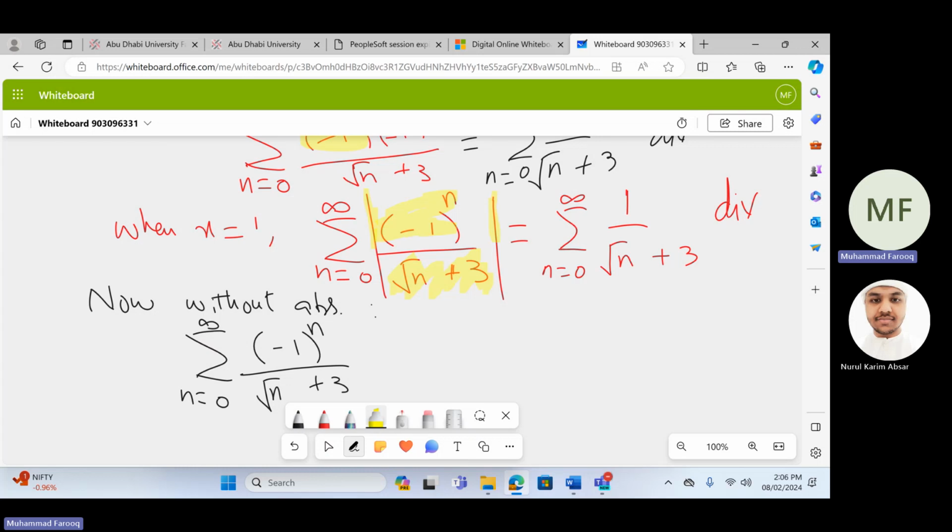Do you know? If you have a sign controller which has two forms, minus 1 power n or minus 1 power n plus 1, this series is called an alternating series. And we have a test called the alternating series test, 9.6, which we understand. There are two conditions we have to check. Yes, very good. Okay, so please.